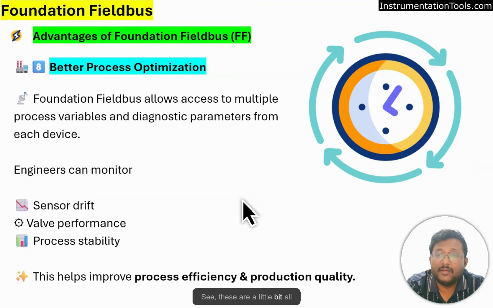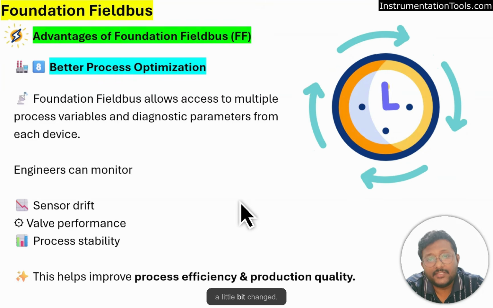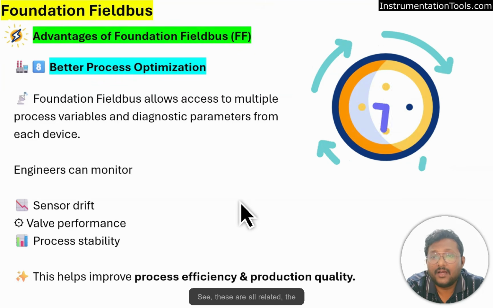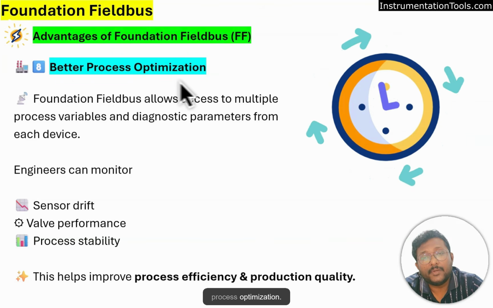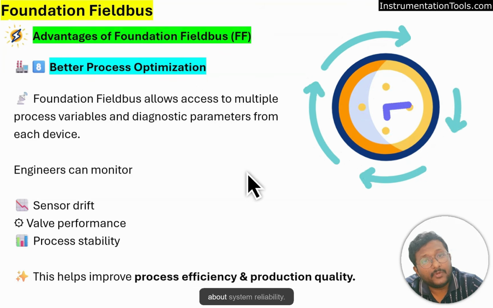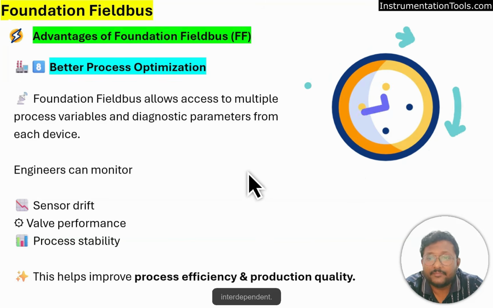This helps improve process efficiency and production quality. See, these are a little bit all related, but the point of view is a little bit changed. These are all related, the advantages. But here we're talking about process optimization, and previously we were talking about system reliability. These are all a little bit interdependent.